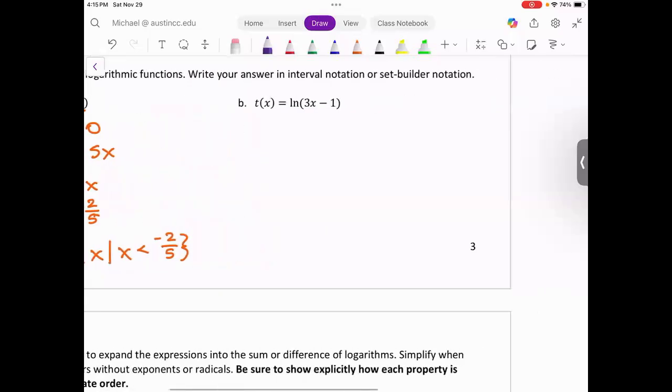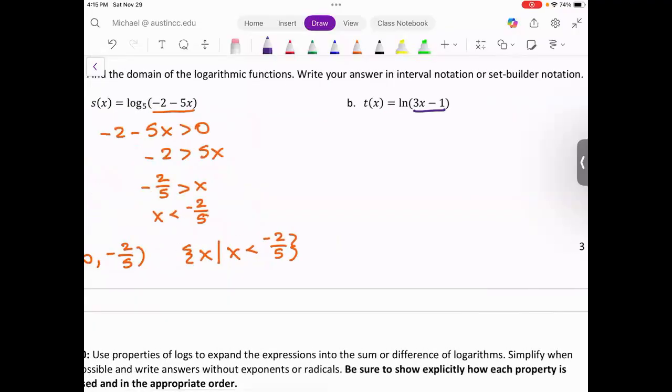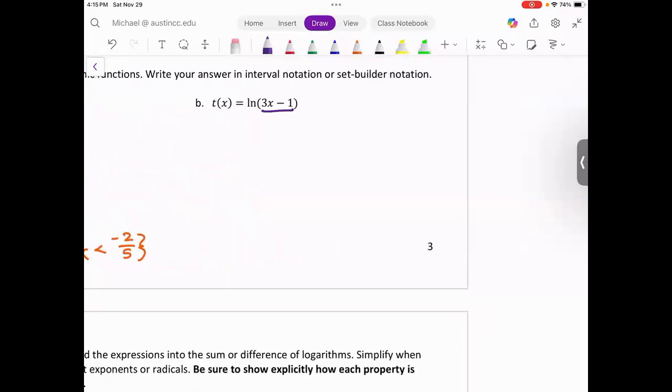And then this one. We have t of x is natural log of 3x minus 1. It doesn't matter what base our logarithm is. Before, we had a base 5. Here, we have base e. It still works the same way. We still want to set our argument greater than 0.